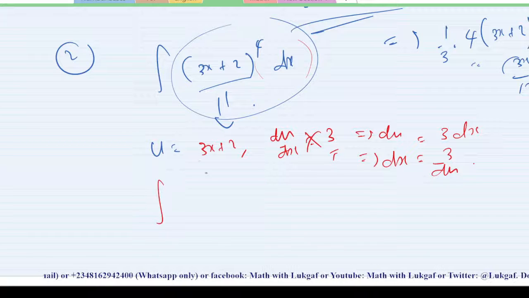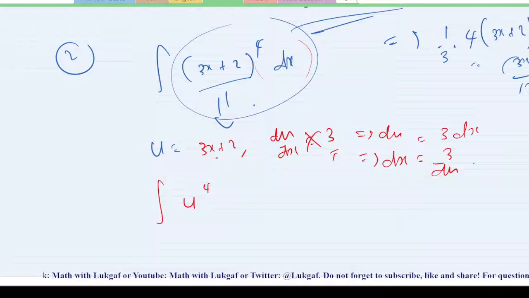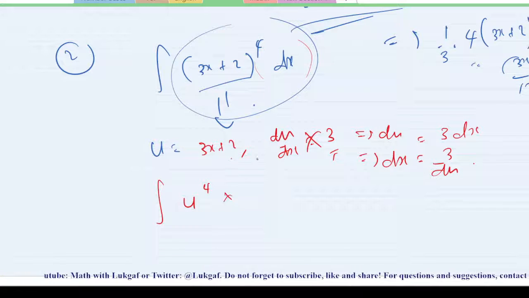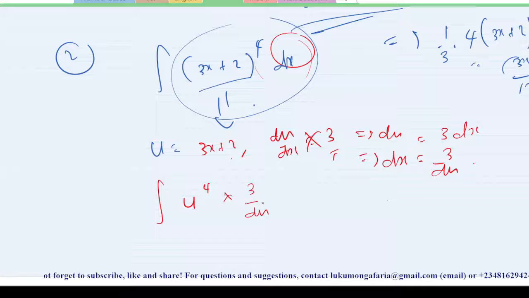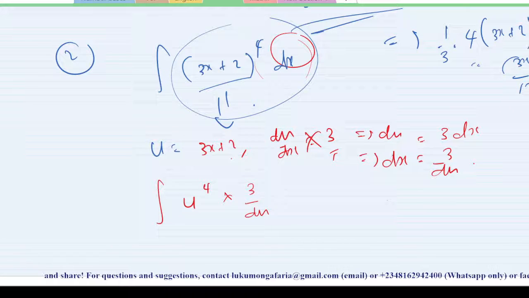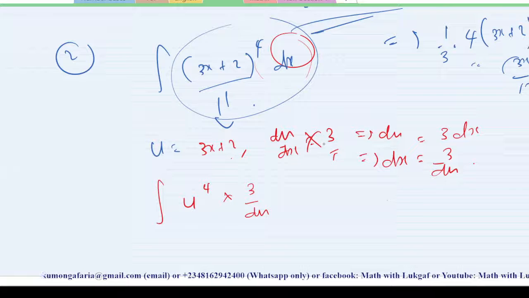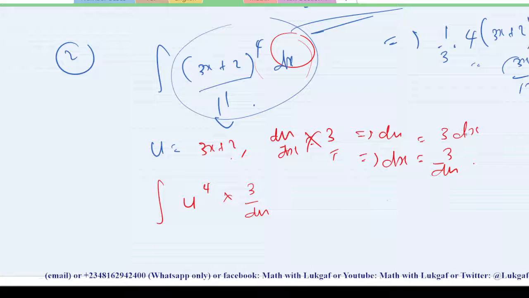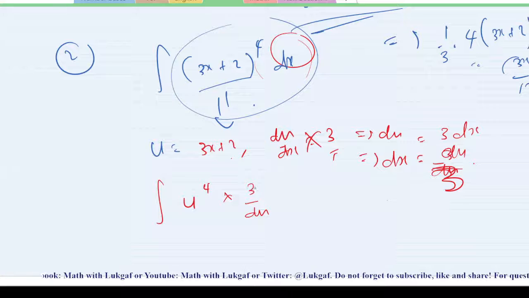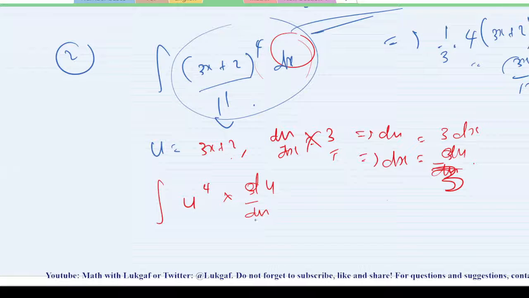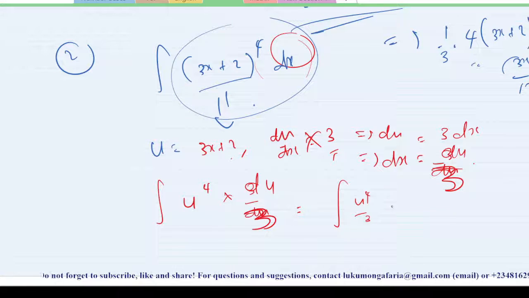If you go back into the formula, then I'm going to have u raised power 4, since I made my u to be 3x plus 2, multiplied by dx. Sorry, I made a mistake. du is equal to 3 dx, then my dx will be du over 3. Then you have du over 3, which is the same thing as u to the power 4 times du over 3.